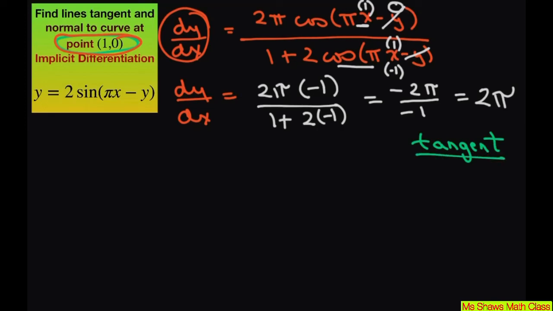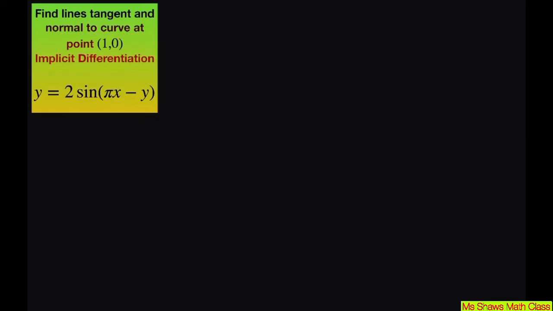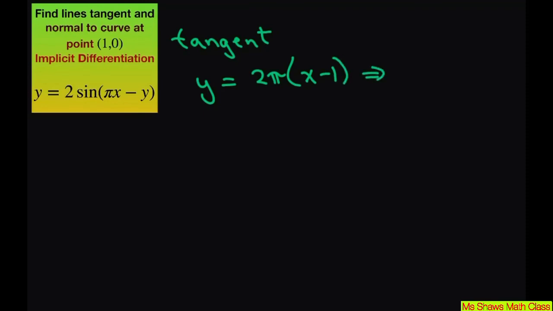And then for the normal, you do the negative reciprocal. So that's going to be negative 1 divided by 2 pi. So let's write our equations now. So for the tangent, we have y minus 0, so y equals 2 pi times (x minus 1). You could also write this as y equals 2 pi x minus 2 pi.